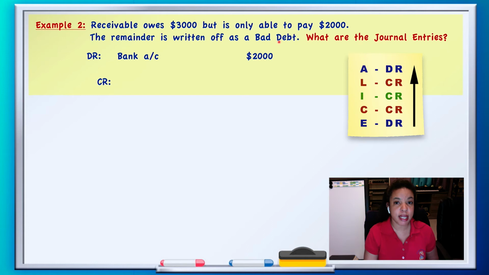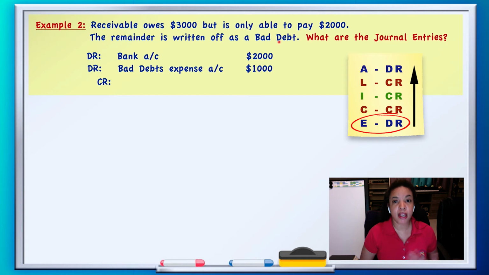What else happened is the remainder was written off as a bad debt. A bad debt is an expense, so you debit expenses. So you're going to have another debit. It's going to be bad debts. And how much was your bad debts written off? $1,000.